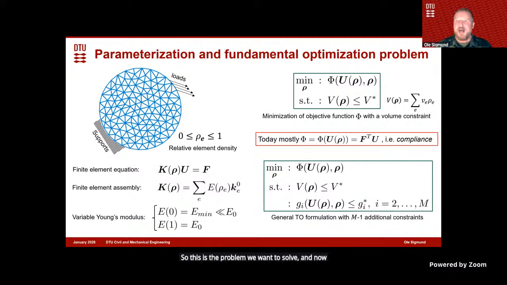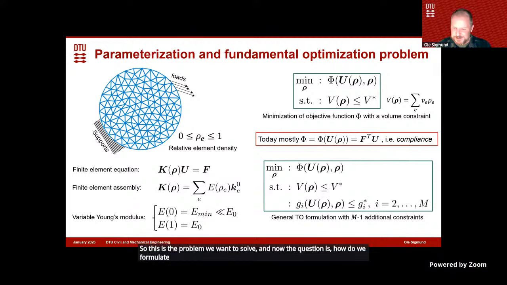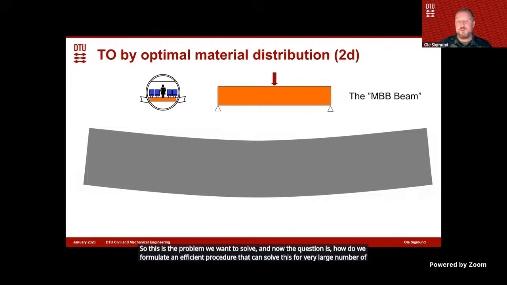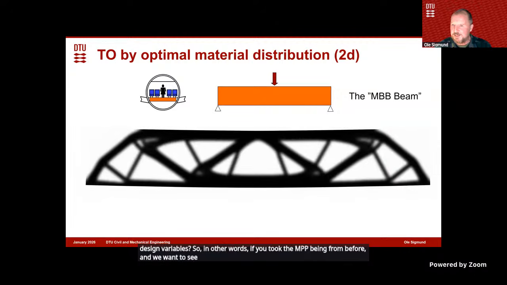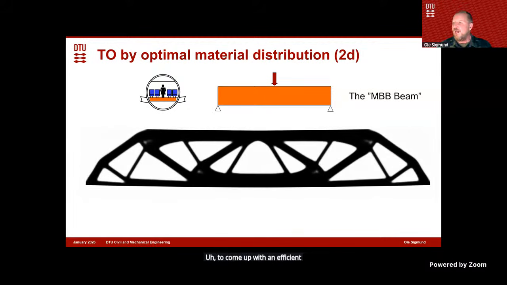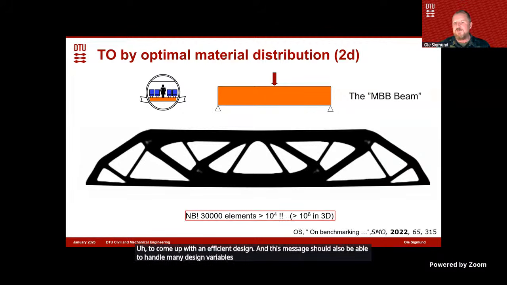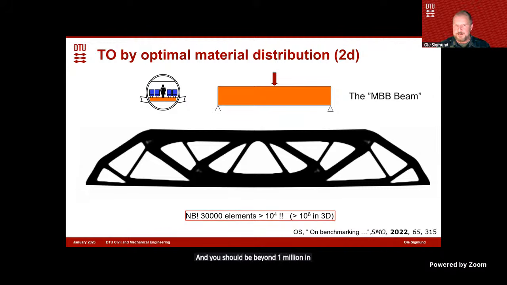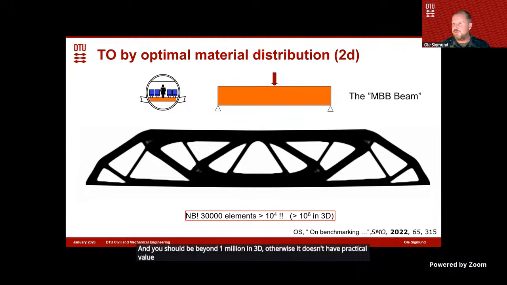And now the question is, how do we formulate an efficient procedure that can solve this for a very large number of design variables? So in other words, if we took the MBB beam from before, and we want to see some optimization that efficiently distributes the material to come up with an efficient design, and this method should also be able to handle many design variables, I'm sort of advocating we shouldn't do problems with less than 10,000 variables in 2D, and we should be beyond 1 million in 3D. Otherwise, it doesn't have practical value what we are doing, and it doesn't really model the physics of the real systems. So this would be in 2D.